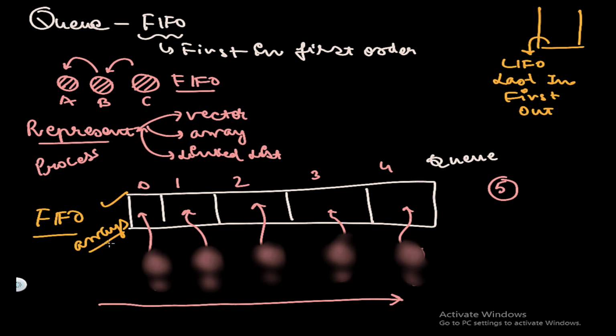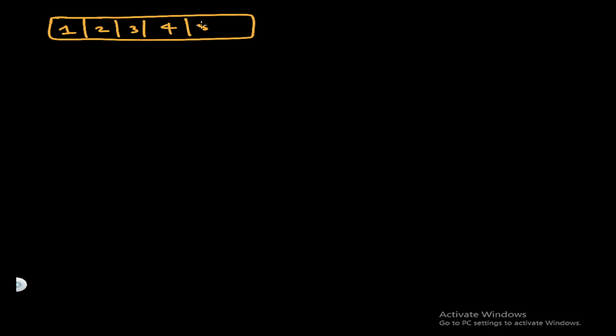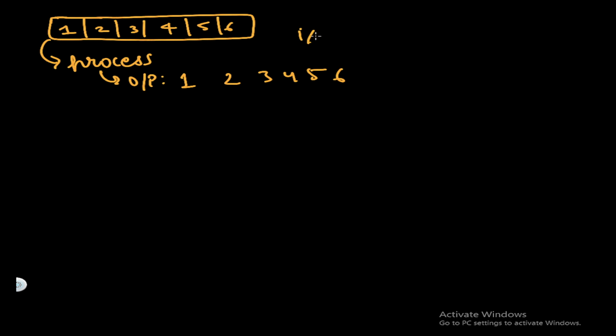So now we have understood the concept, like how queue works and how we can represent it. Let's revise it once again. So imagine this to be your queue, 1, 2, 3, 4, 5, 6. If I try to process the elements of this array, by process I mean output the array, the output would be 1, 2, 3, 4, 5, 6, if the input order is 1, 2, 3, 4, 5, 6. So this is the FIFO order.